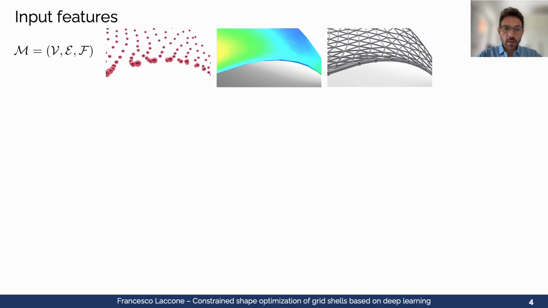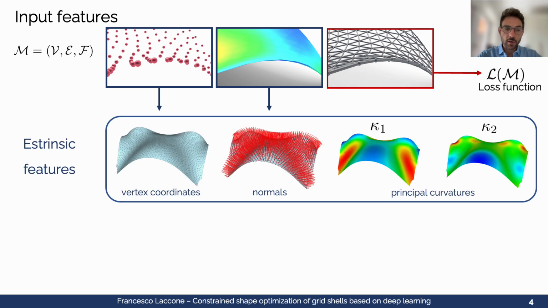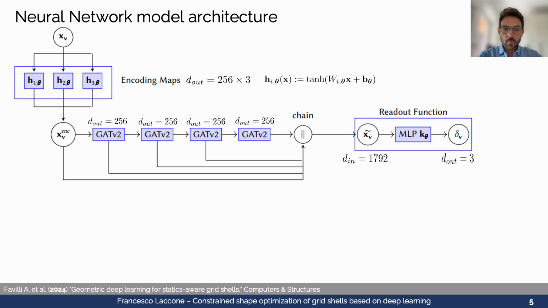The input grid shell is a triangular mesh made of vertices, edges, and faces. We use the network of edges to compute the loss function, as I will show in the next slide, while we use the vertices and faces to compute the geometric features: extrinsic features such as vertex coordinates, normals, and principal curvature, and intrinsic features such as geodesic distance and centrality measures.